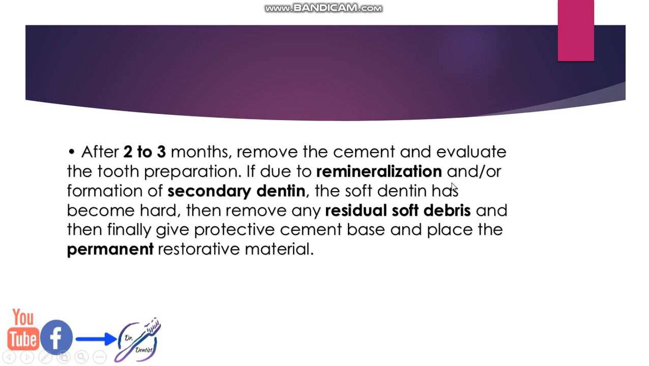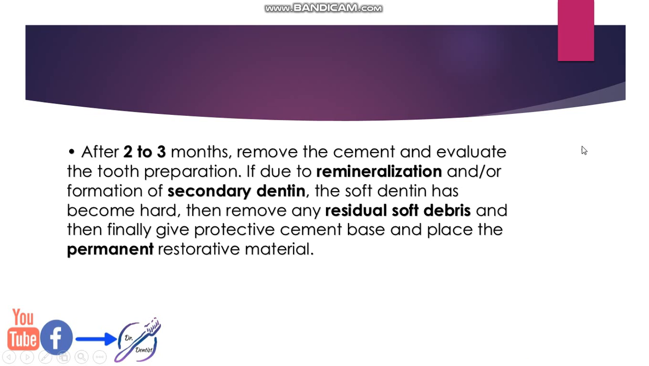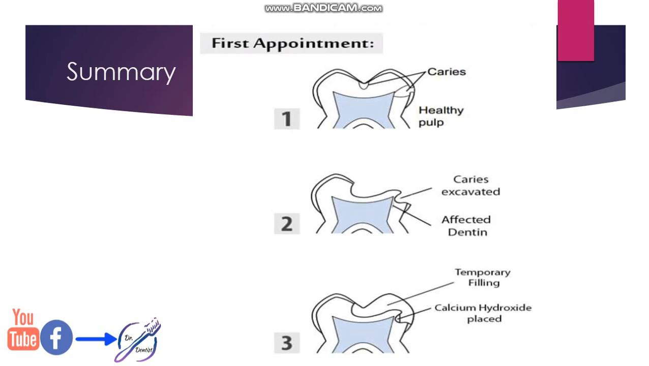As I told you before in the varnish, liner, and base lecture, calcium hydroxide stimulates tertiary dentine or secondary dentine. If due to remineralization and or formation of secondary dentine the soft dentine has become hard, the soft dentine that was the affected dentine, then remove any residual soft debris, and finally give a protective cement base and place the permanent restorative material over it. So we come to the summary.